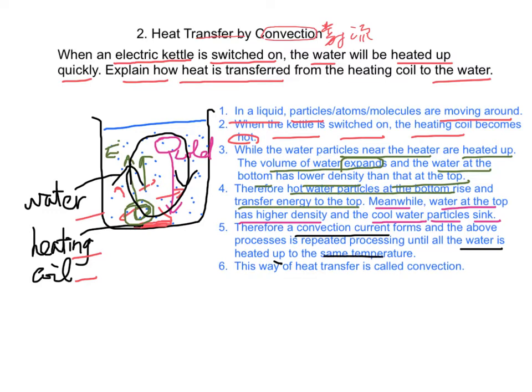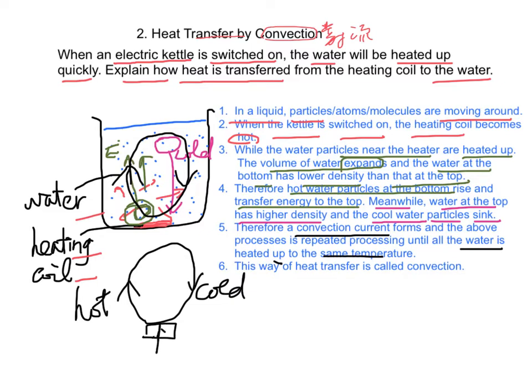This way of heat transfer, the hot water rises and the cold water sinks, and the heating process is continuing. This way of heat transfer we call convection 對流.